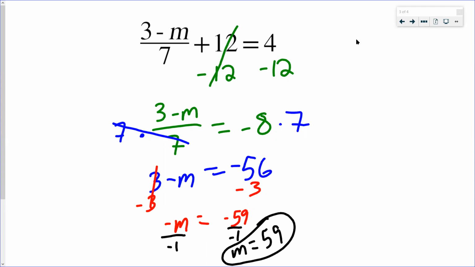Boom. So when you see a problem like this, 3 minus m all over 7, where you have the variable in the numerator with some math, and then you have added or subtracted a number, get rid of the addition or subtraction first. That will help.